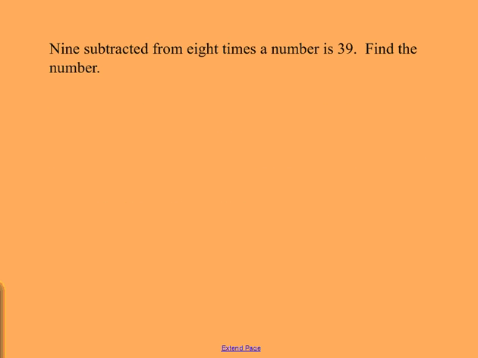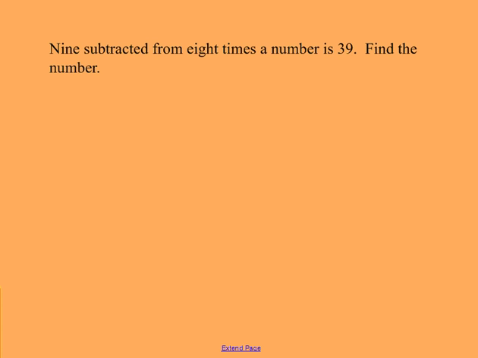In this lesson, we're going to take a look at several different examples of writing equations and solving them to answer the question. So here's our first one. These are pretty simple, very straightforward. They're not word problems. They're just statements that we need to translate into equations and then solve. 9 subtracted from 8 times a number is 39. Find the number. So we need to translate this into an equation.